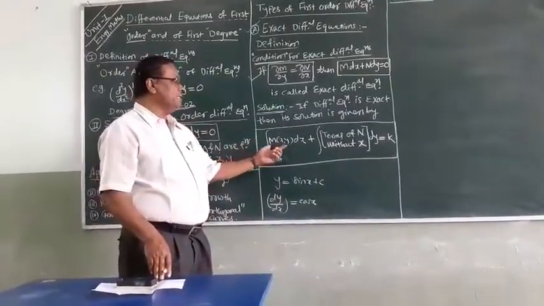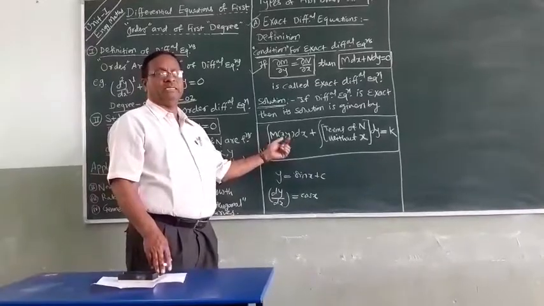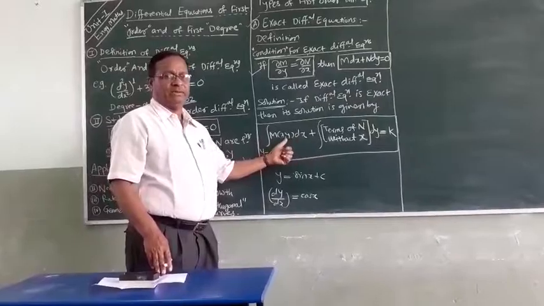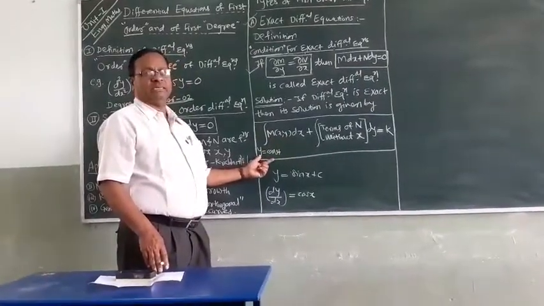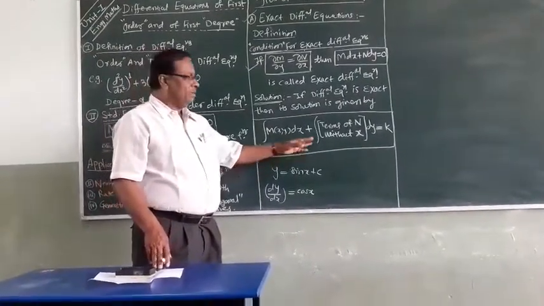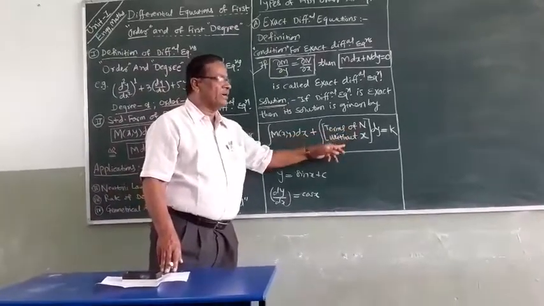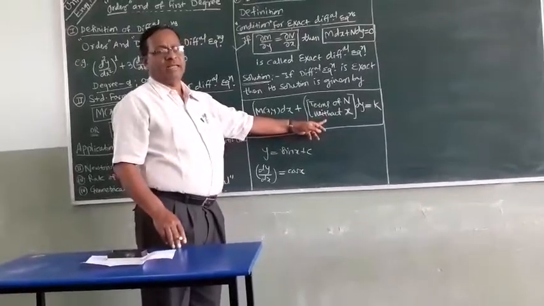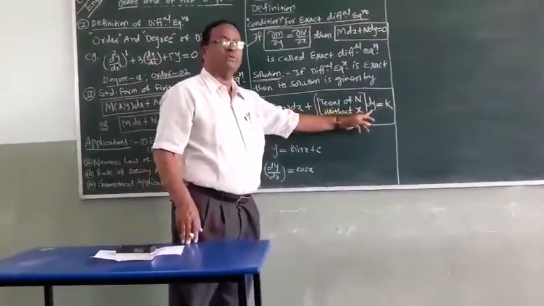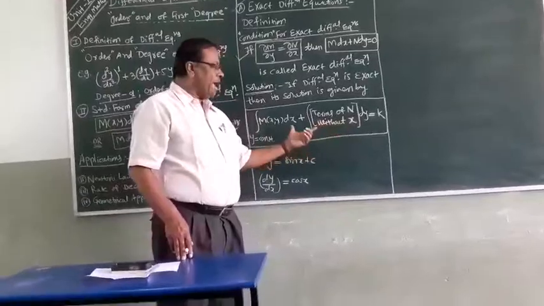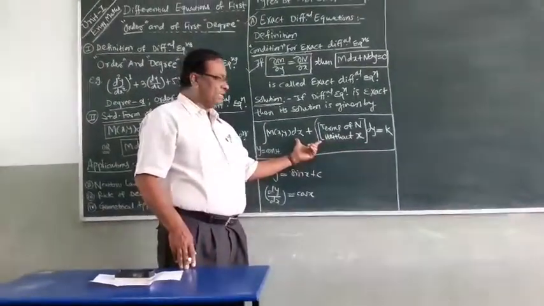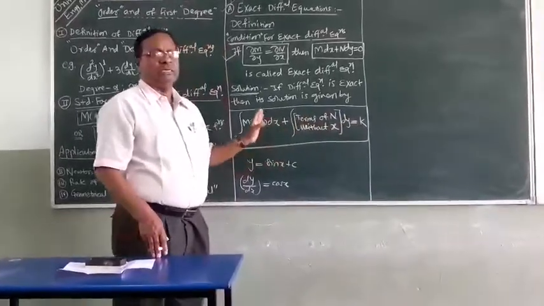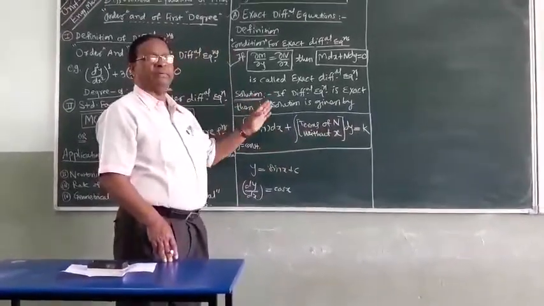So we have to integrate the term M(x,y) with respect to x, and while integrating this term with respect to x, we have to keep y constant. Then we have to select the terms of N without x, or the terms of N free from x, and integrate these terms with respect to y. If we add these two terms together and equate to a constant k, that will give you the solution of the exact differential equation.